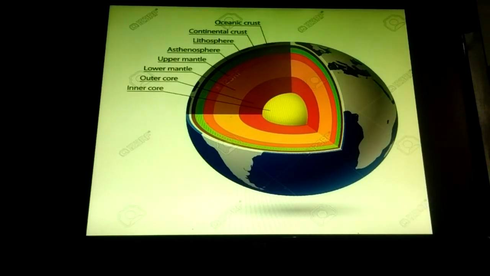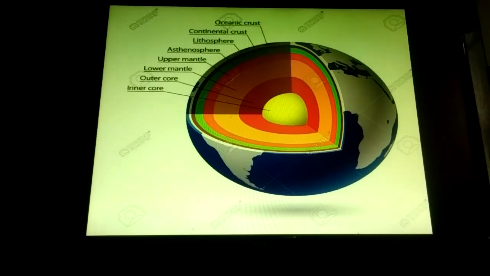Its thickness is above 2900 km. It is divided into two parts: upper mantle and lower mantle. The upper mantle has a density of 3.4 to 4.4 g/cm³ and it extends down to 700 km.